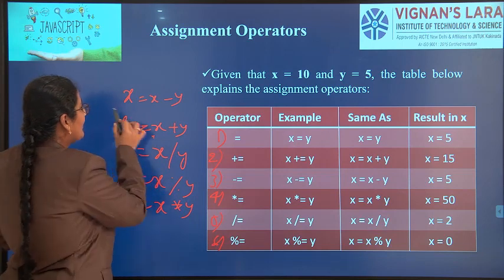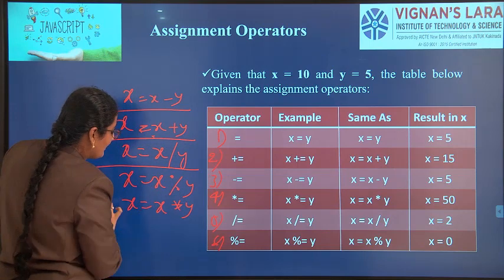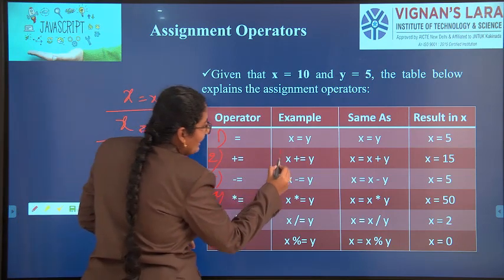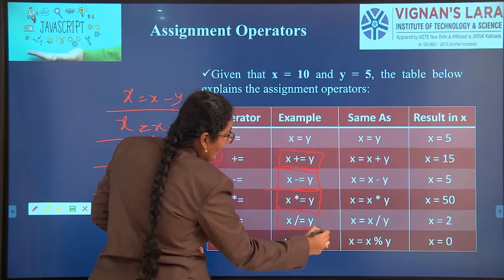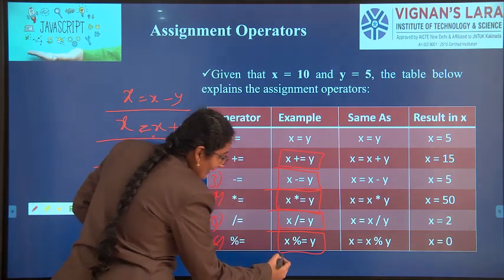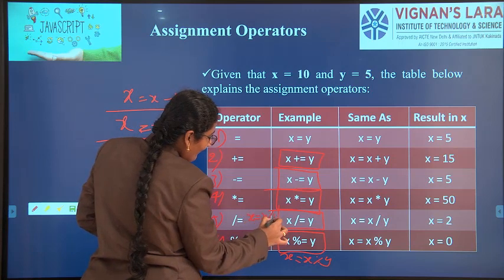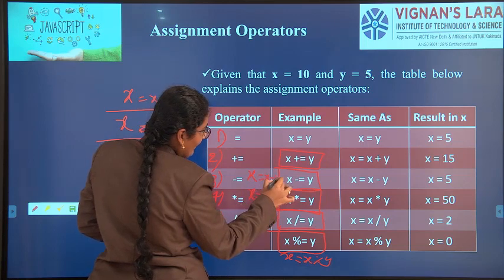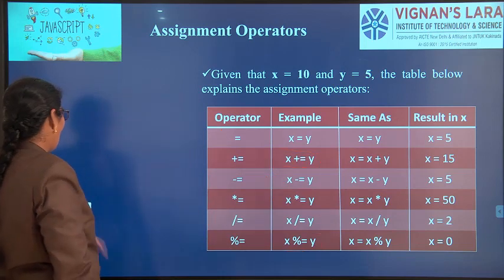All these expressions, x equal to x minus y, x equal to x plus y, x equal to x by y, x equal to x modulus y, x equal to x into y, can be written as x plus equal to y, x minus equal to y, x into equal to y, x division equal to y, x modulus equal to y. Nothing but x equal to x modulus y, x equal to x by y, x equal to x into y, x equal to x minus y, x equal to x plus y. Both are the same. Now we will see an example.